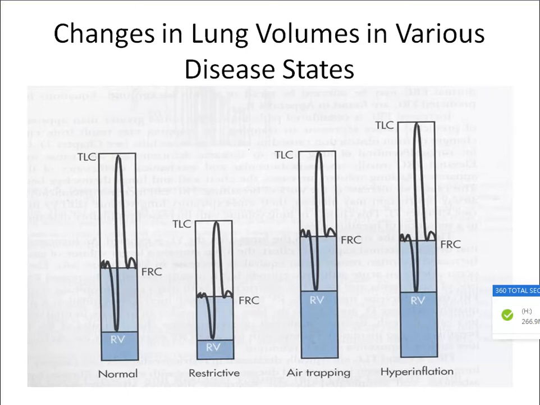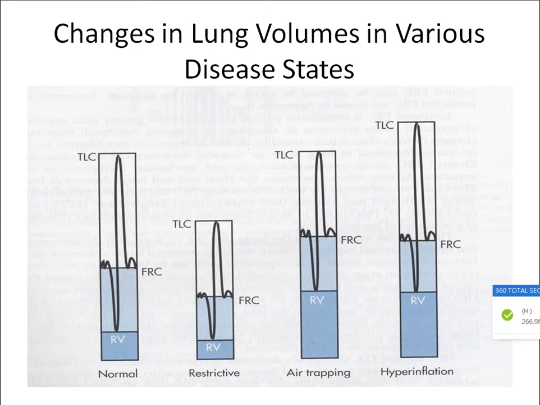Air trapping is in general seen in bronchial asthma patients and bronchitis patients. Of course, bronchitis patients with air trapping ultimately lead to dynamic hyperinflation because they develop emphysema. In air trapping, you see residual volume is increased, but there is no significant increase in total lung capacity because there is no significant increase in vital capacity.